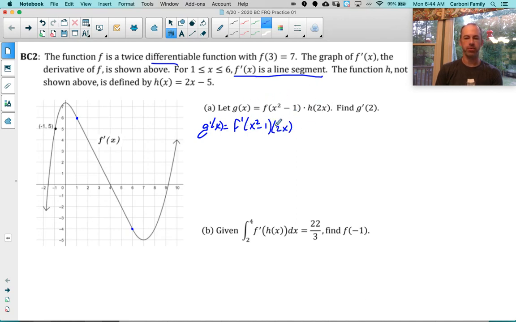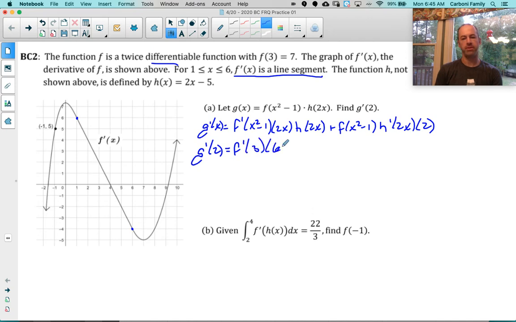So the derivative of f of x squared minus 1 would be that. Leave the h function alone, plus, and then leave f of x squared minus 1 alone. And then the derivative of h of 2x would be h prime of 2x times the derivative of the inside, which is 2. Now we plug in 2 and see how we can get all of this information. So that'll be f prime of 3 times 6, h of 6 plus f of 3, h prime of 6, and 2.